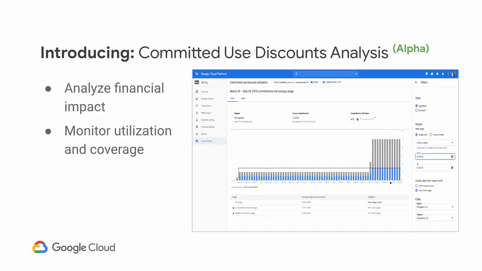And another feature that is currently in alpha today is what we call committed use discount analysis reports. These are first-class reports within the billing UI within Cloud Console. They're meant to help you understand, if you've purchased some CUDs, what the financial impact of those things are. So you can get a sense of, am I utilizing my CUD or am I underutilizing my CUD? Should I be buying more CUDs? That type of thing.